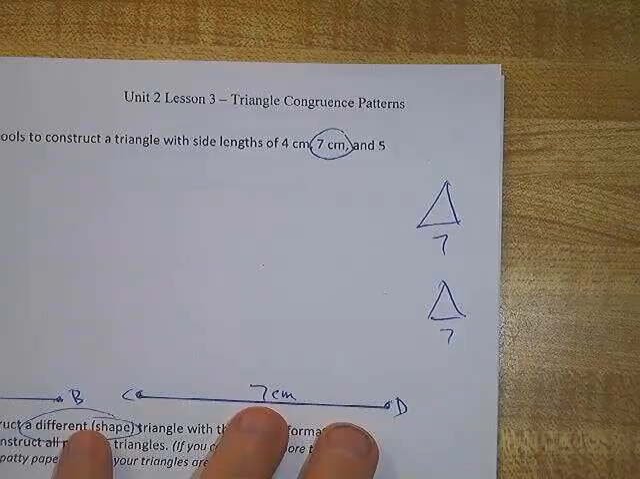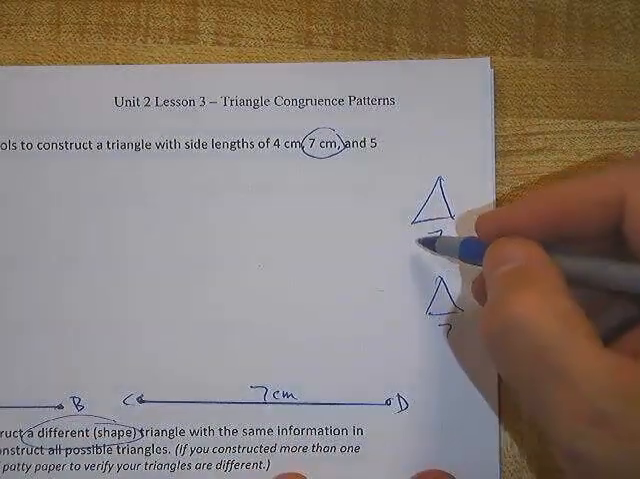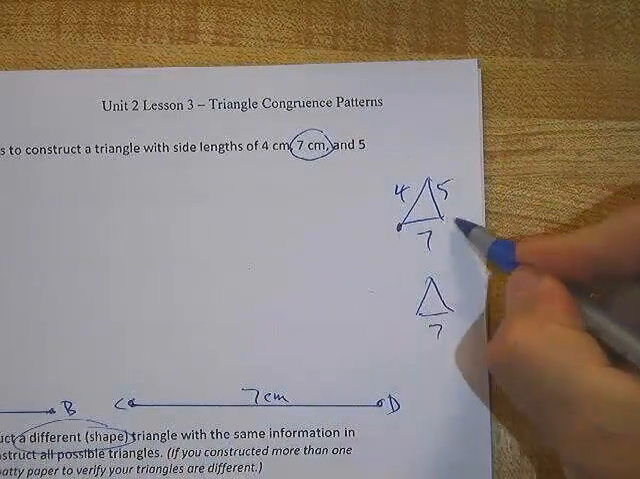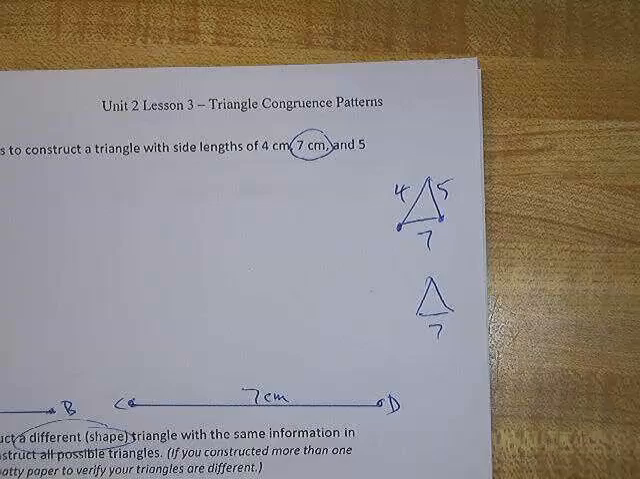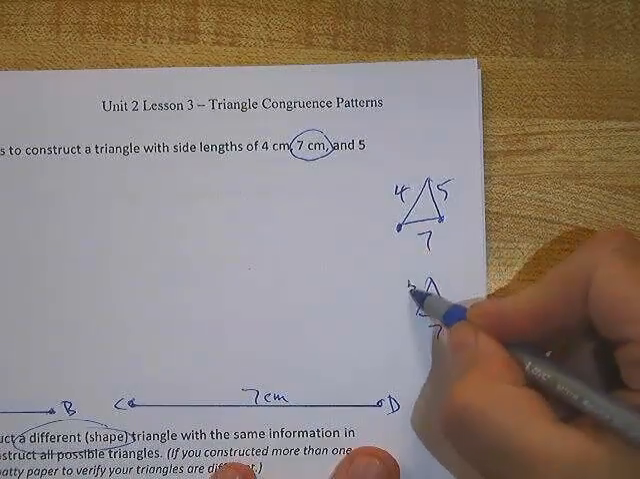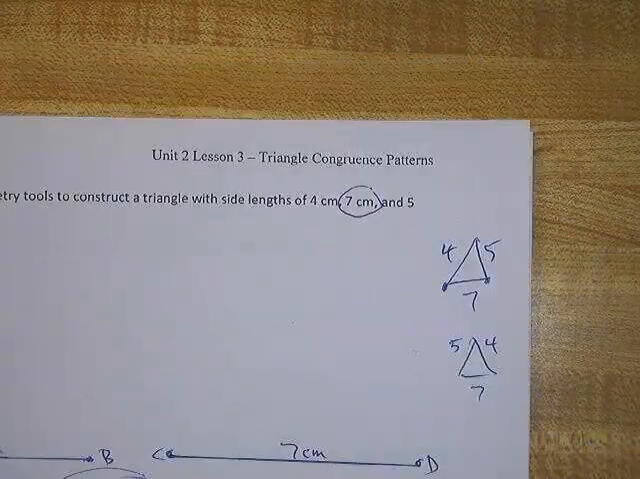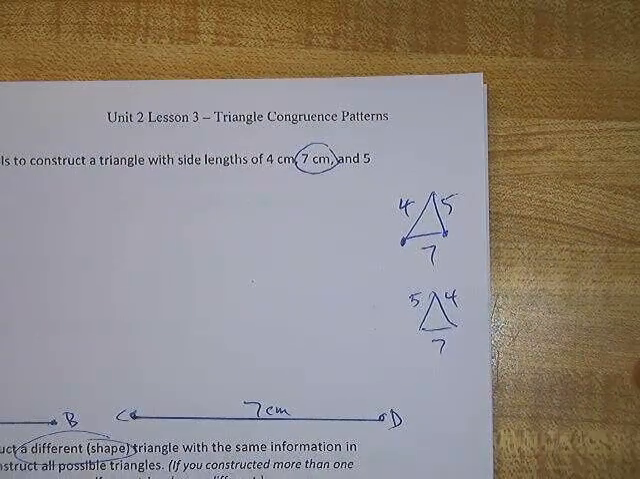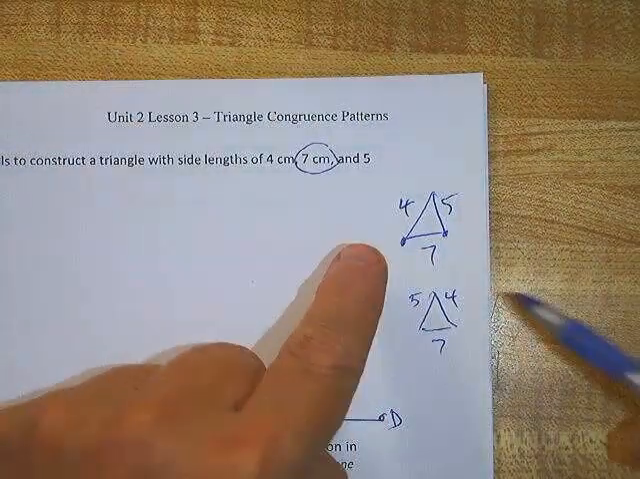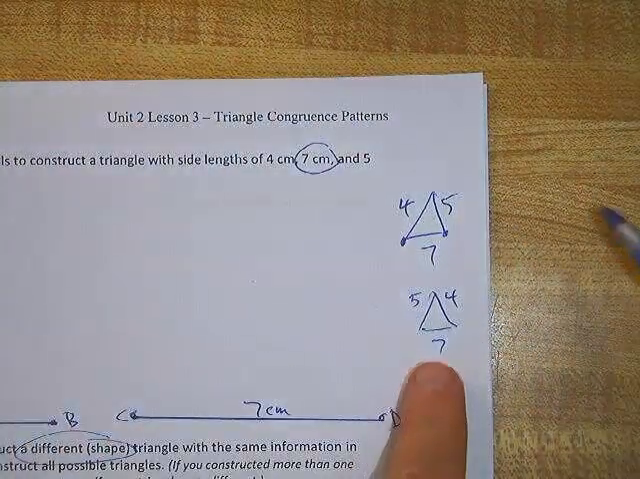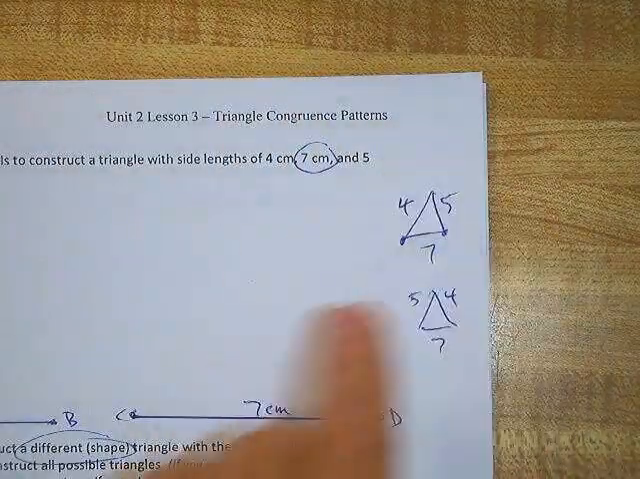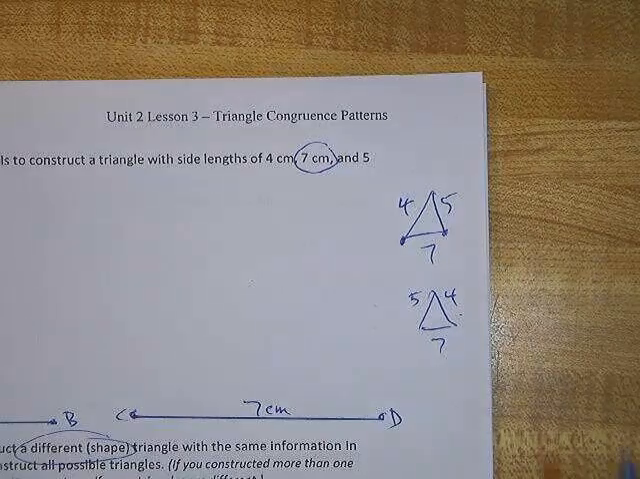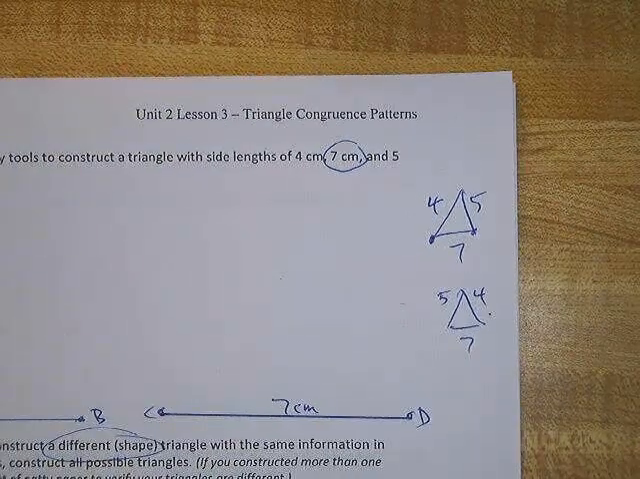So if I put the 7 in the bottom, then that means the 4 and the 5 have to come off of each end point. And if I keep the 7 on the bottom, the only other choice I have is just simply to switch the 2 numbers, which basically is like taking this triangle and flipping it over like a line of reflection, which will put the 5 on the left and the 4 on the right. So it appears that there is only going to be 1 triangle.